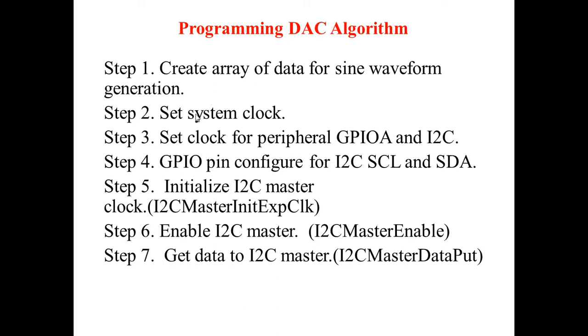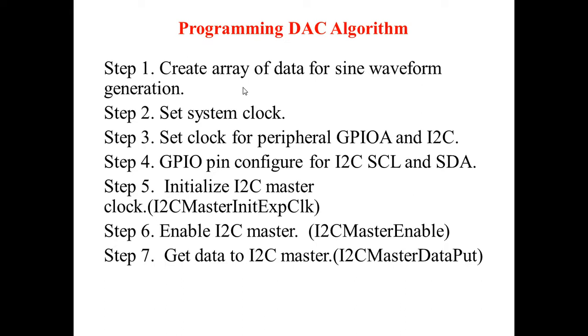This is the programming step or algorithm for the DAC. First, you have to create the array of data for sine waveform generation. For digital to analog conversion, first you have to create a table of decimal data, and then the DAC converts the corresponding decimal data into an analog waveform. We are going to create the decimal data set for sine waveform generation using the sine formula.